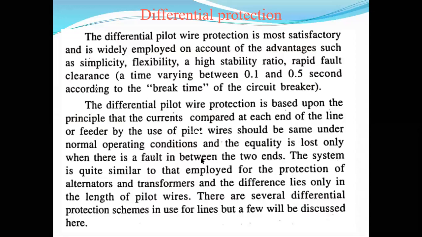Okay, therefore the system is quite similar to that employed for the protection of alternators and transformers. This is the same as differential protection for alternators and also differential protection for transformers, and the difference lies only in the length of the pilot wires. In the case of an alternator and a transformer, there is no criterion for the length of the line. In that, we give protection only for the alternators and the transformers.